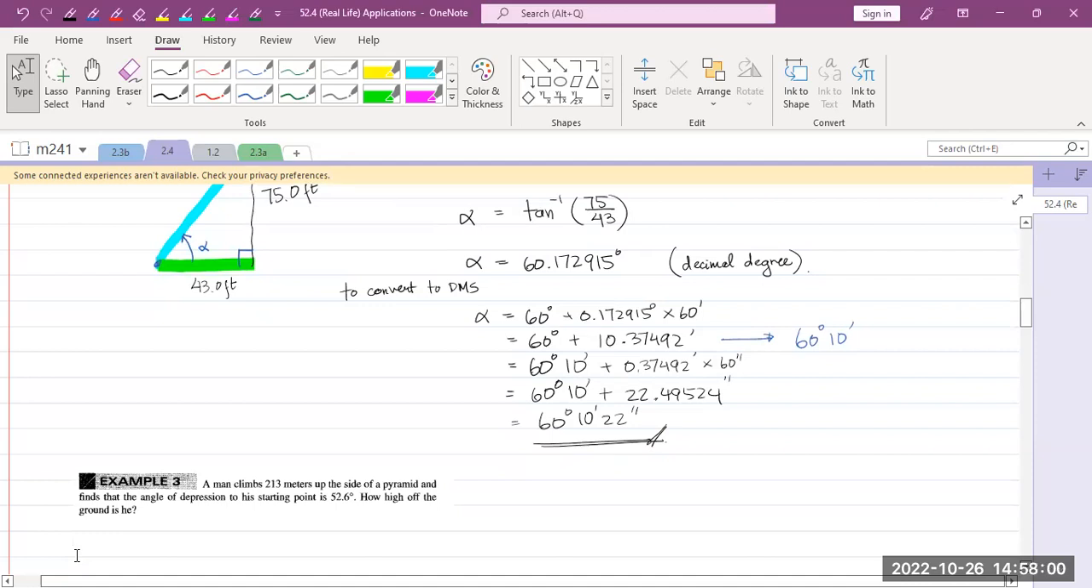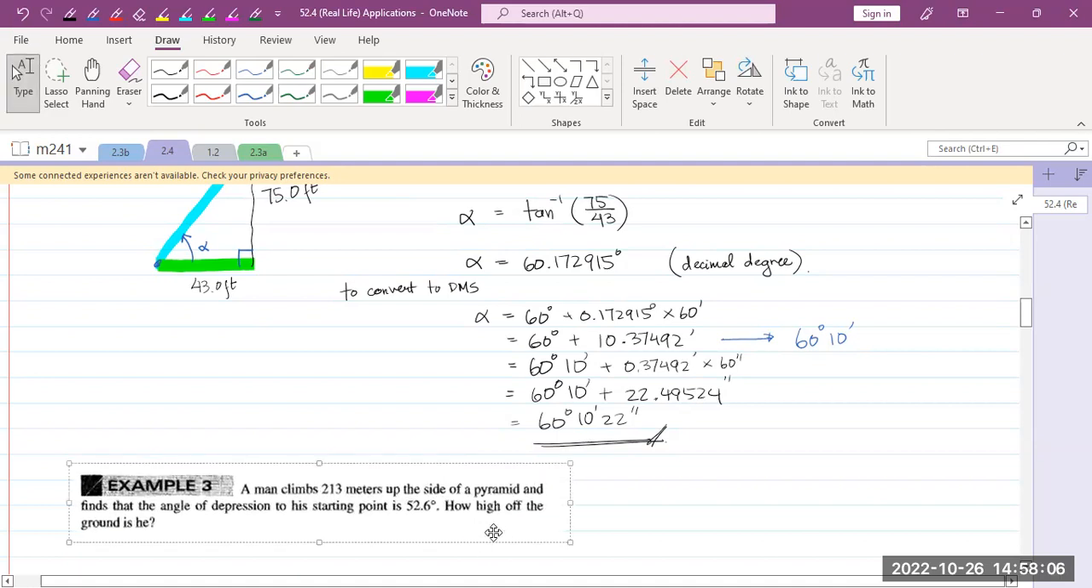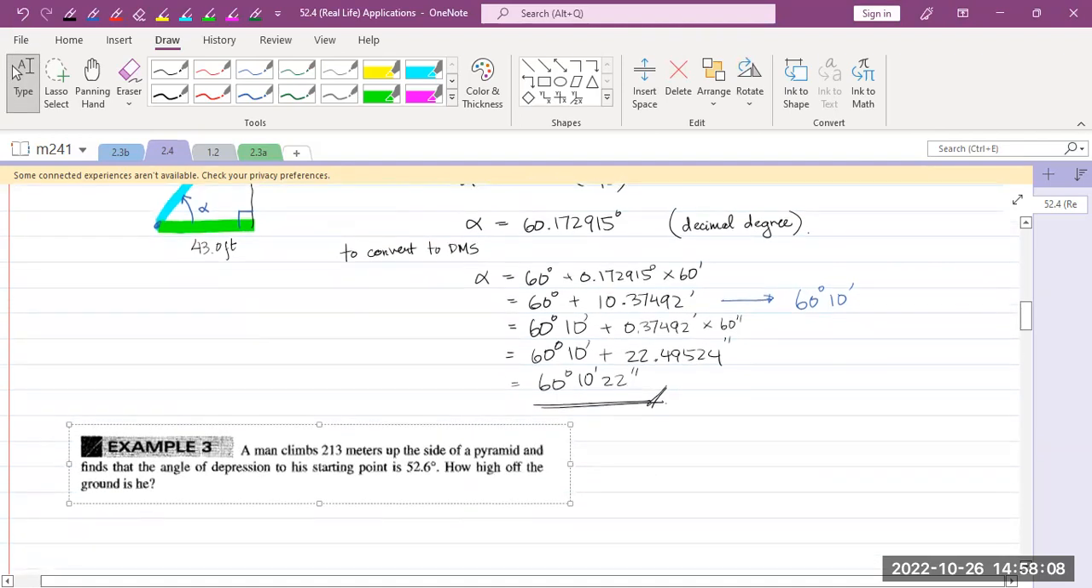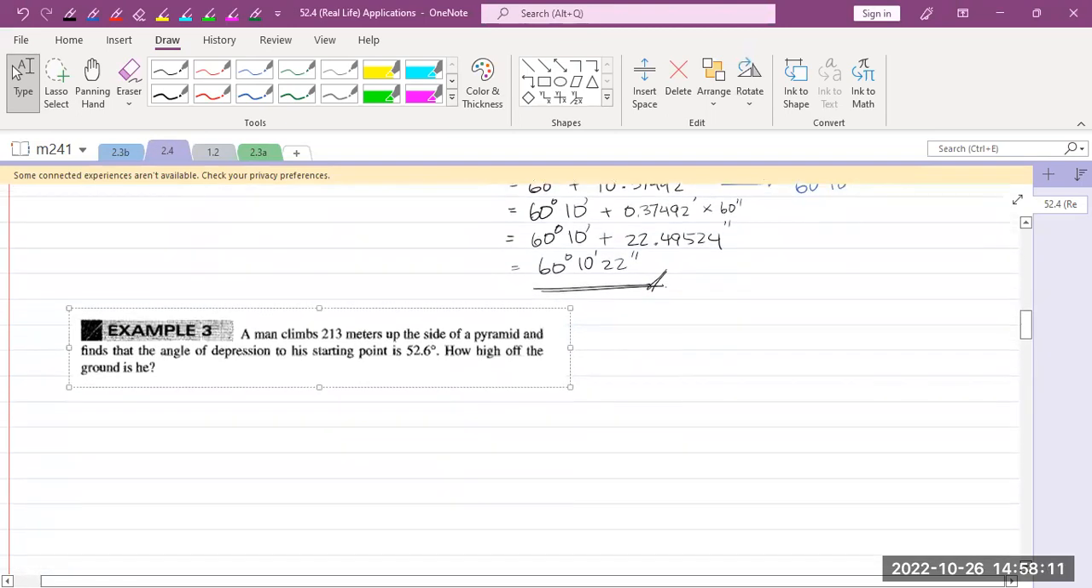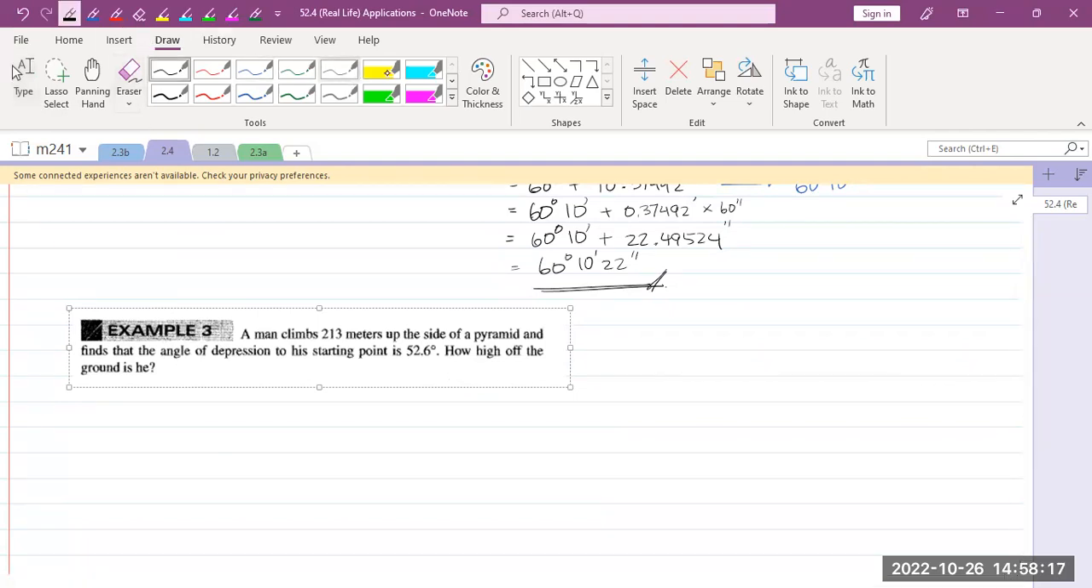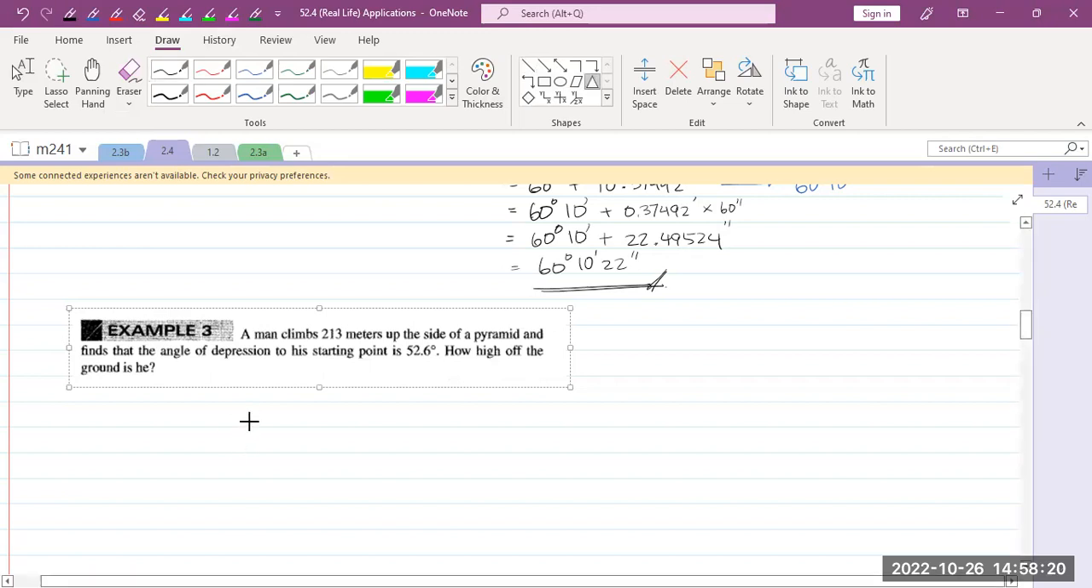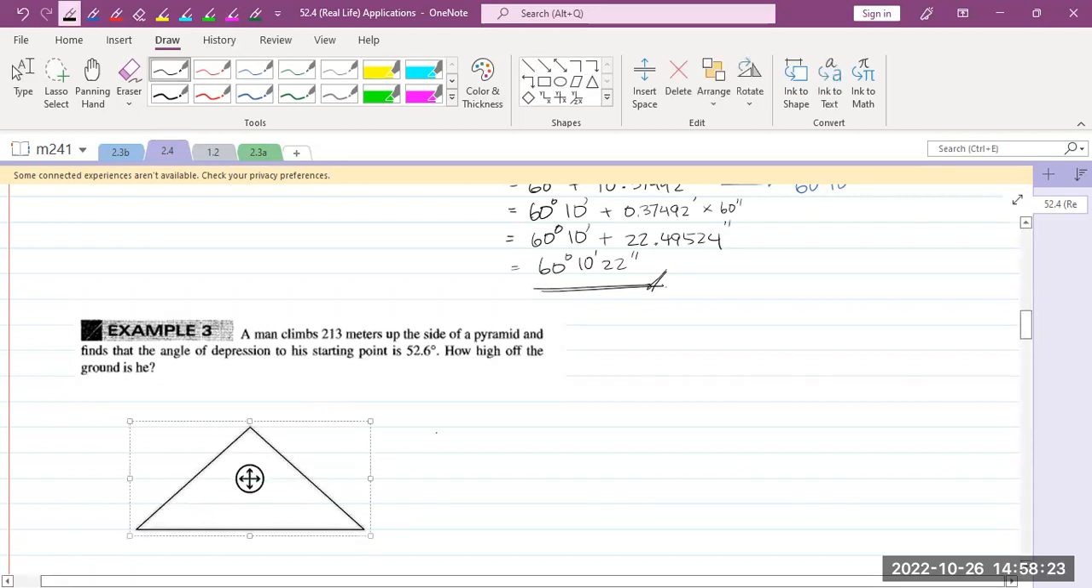A man climbs 213 meters up the side of a pyramid and finds the angle of depression to his starting point is 52.6 degrees. Okay, so let's imagine a pyramid first. Oh, let's use this one. Okay, so suppose this is a pyramid. Now, this person actually climbs 213 meters up the side of the pyramid, and finds the angle of depression from that point here.